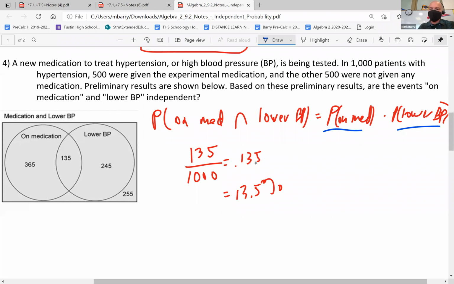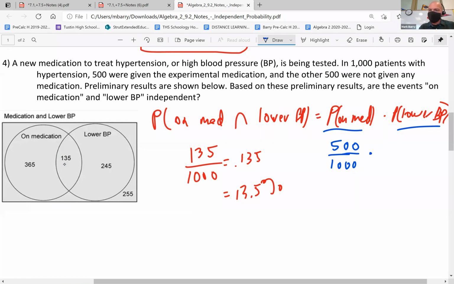So out of the 1,000 people, they actually told us that 500 of them were given the medication, right? So if I'm just talking about being on the medication, it's 500 out of 1,000. I could have also gotten that by adding together 135 plus 365. We could have added those together to get that 500 as well, because the 365 plus the 135 are all on the medication, correct? But also they told us that 500 were getting it. So either way you want to look at that, don't care.